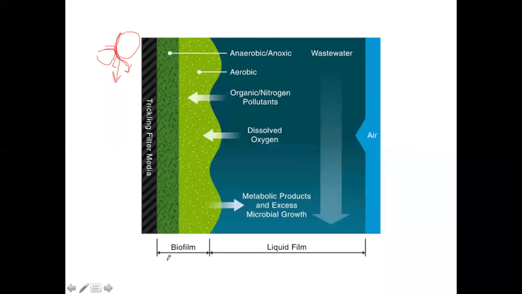Here it is clear to you all: this is a biofilm and this is a liquid film. This is a layer of liquid that is coming from the top. So the liquid film is there, and this is the air that comes with the wastewater, which may be either from the top or the bottom. From the bottom the air can also penetrate.